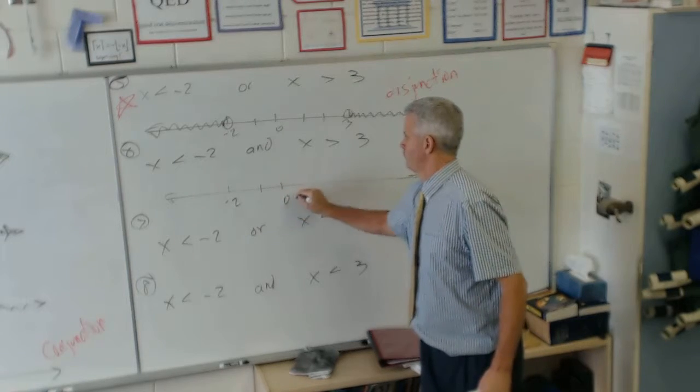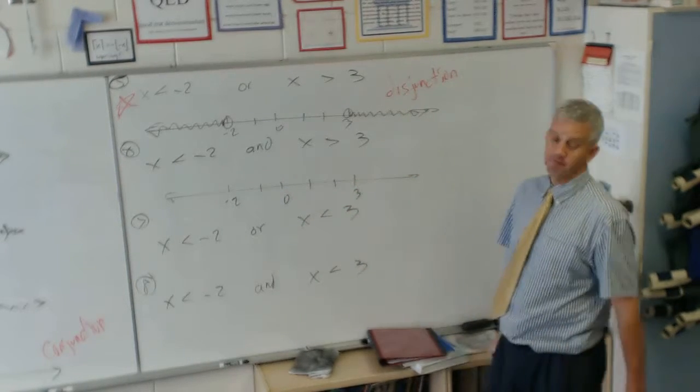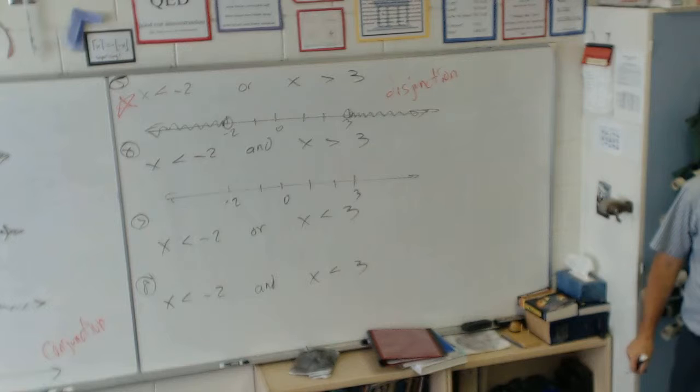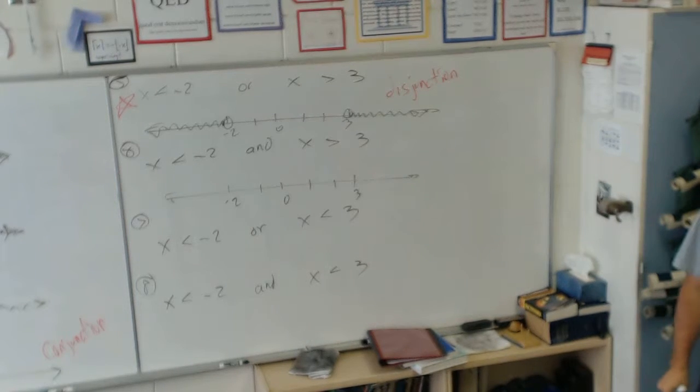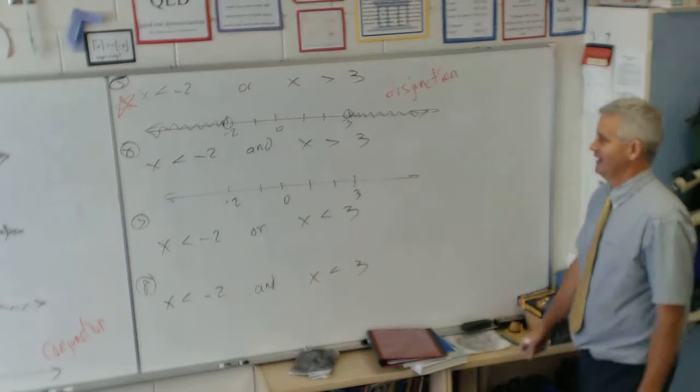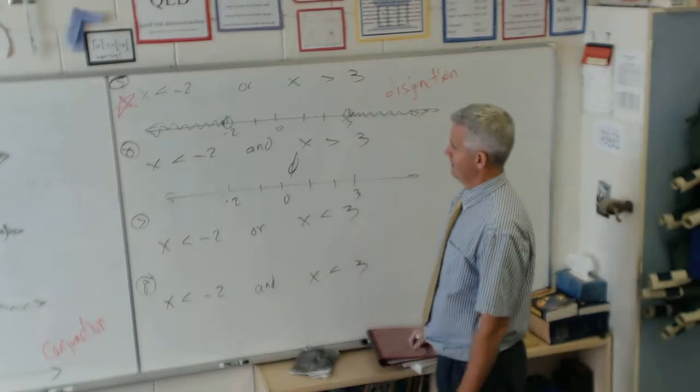So it would be, I want numbers that work. To be in my club, you've got to be less than -2, and you've got to be bigger than 3 to be in my club. It's not possible. I'm not even in my club. There's no answer. Empty set.